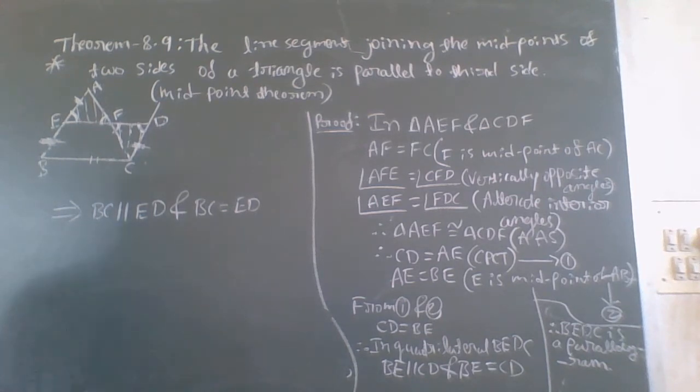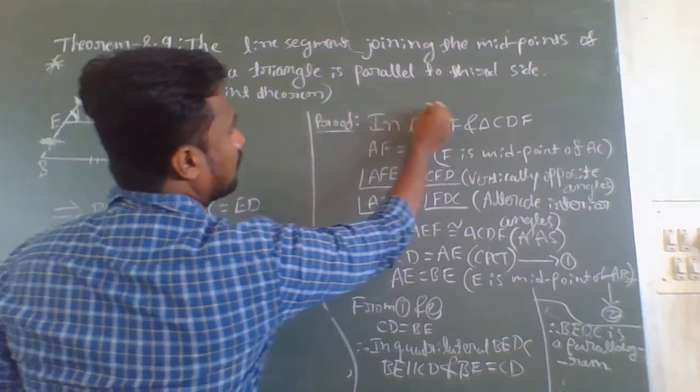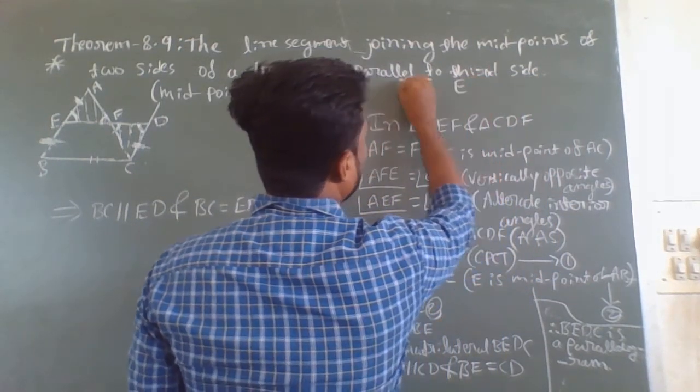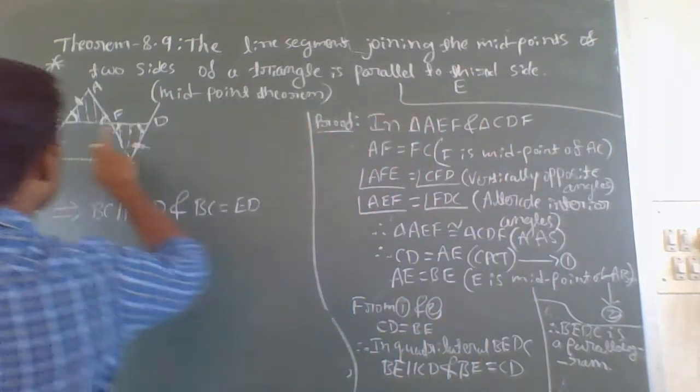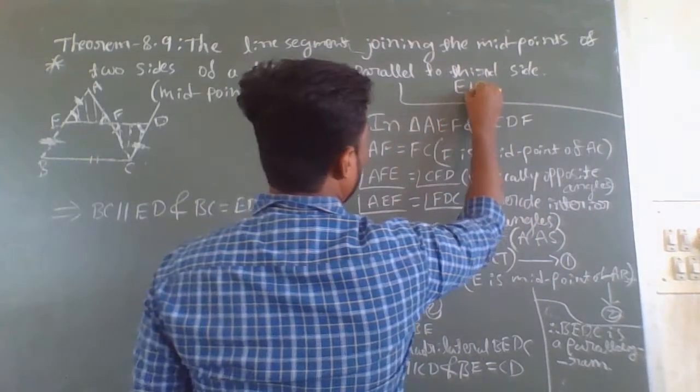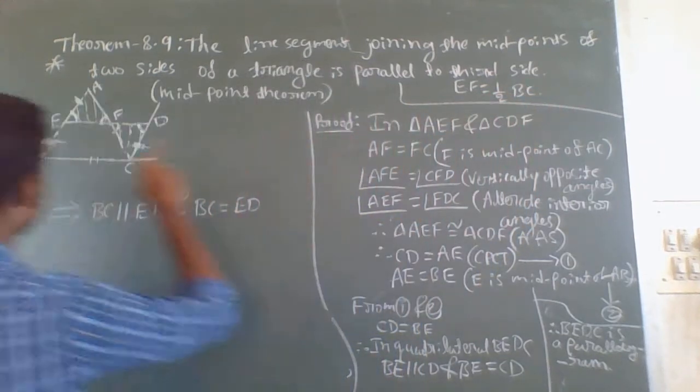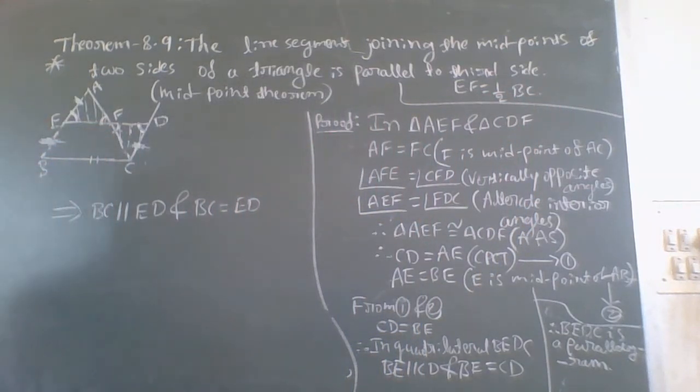So with this theorem only, in exams they can ask to prove in this question only EF, this EF is equal to half of the BC. This EF is equal to half of the BC. To prove that, what can we do here?